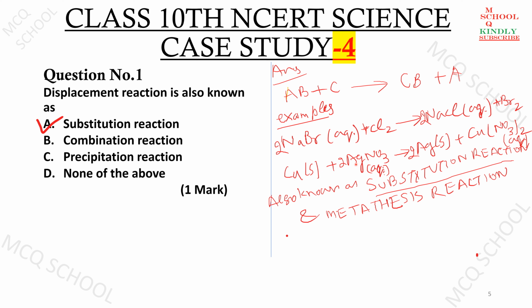Similarly, copper plus silver nitrate: silver and copper interchange and substitute to form the compound copper nitrate and the single element silver. So this is also known as a substitution reaction, and also known as a metathesis reaction.